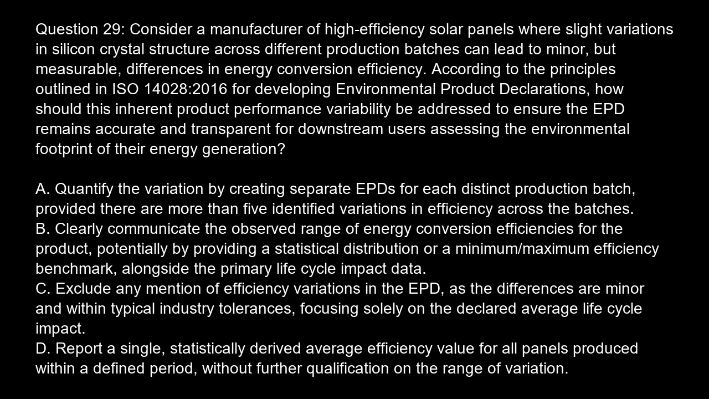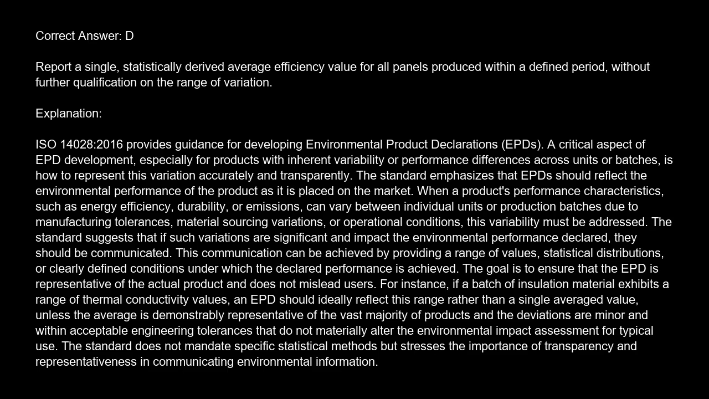Option C. Exclude any mention of efficiency variations in the EPD, as the differences are minor and within typical industry tolerances, focusing solely on the declared average life cycle impact. Option D. Report a single, statistically derived average efficiency value for all panels produced within a defined period, without further qualification on the range of variation. Correct answer is D. Report a single, statistically derived average efficiency value for all panels produced within a defined period, without further qualification on the range of variation.